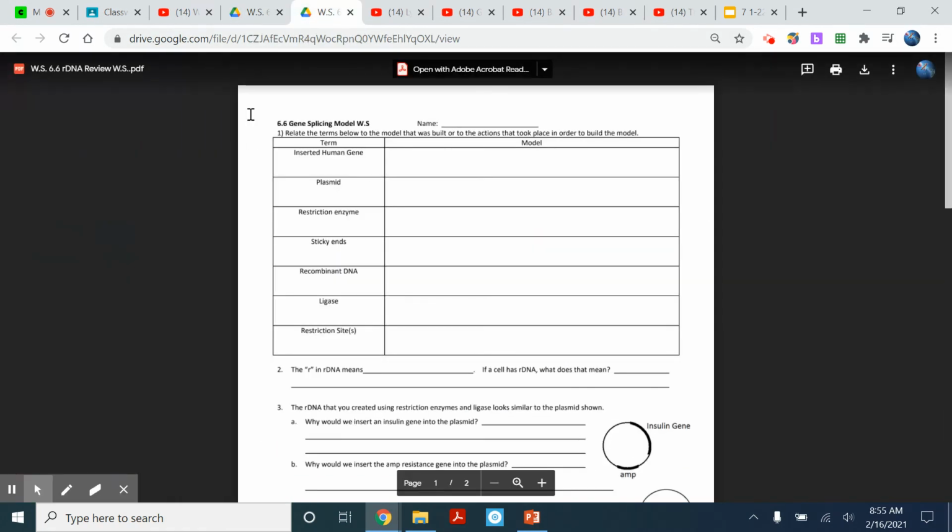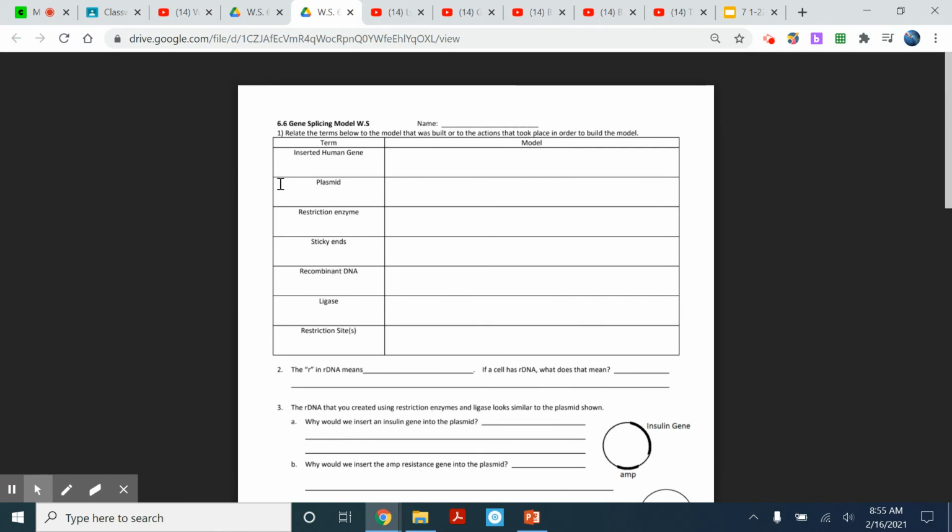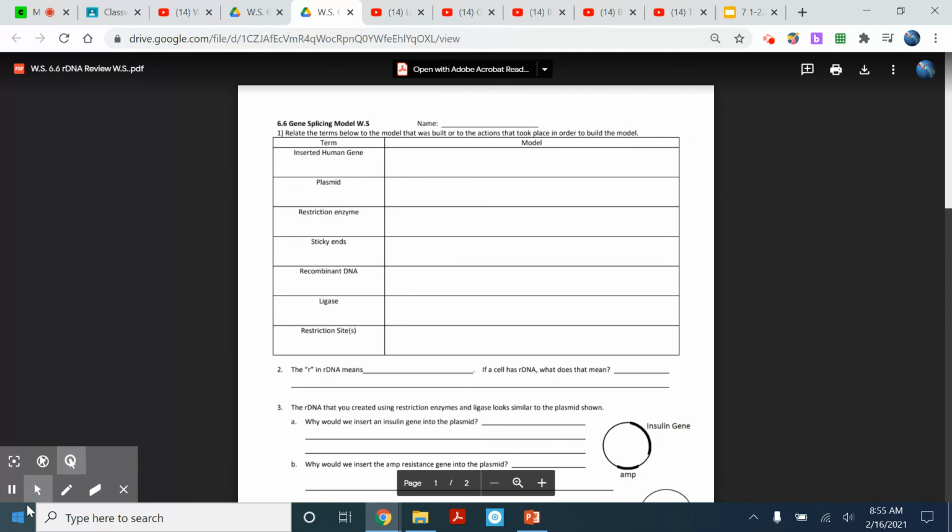You should have another worksheet here that says 6.6. This goes along with the gene splicing model that we just did. Let's knock out as many questions as we can in the next 5 minutes. You'll have to tell me what the answers are, okay? It says, relate the terms below to the model that we just built and the actions that took place to build the model. So what was the inserted human gene in our model?